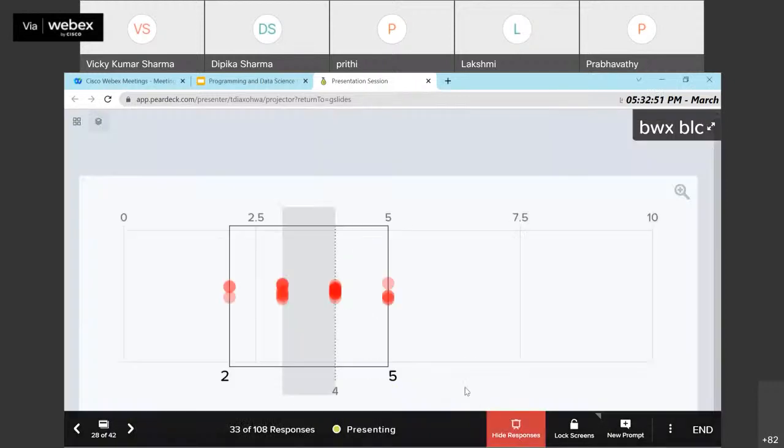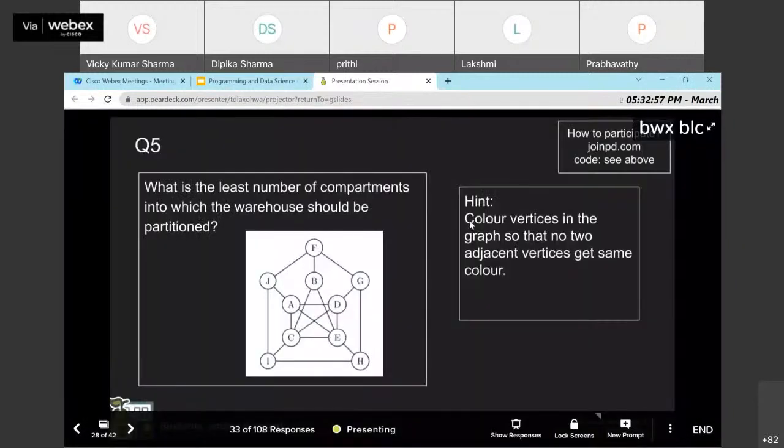So let's see what the popular response is. The popular response is between 2 and 5, that is 4. So let's see how this is 4. Could you raise your hand and then explain this? Yeah, Lakshmi. Lakshmi, can you unmute yourself?